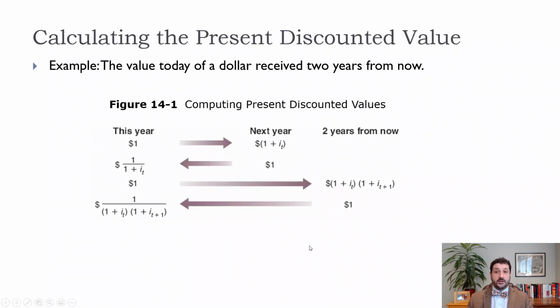So let's think about this. Let's do 3 examples. So we have, this is a nice little chart here where we have this year, we have next year, and then we have 2 years from now. So if we take $1 and we put it into an interest-bearing account, or we buy a bond with it, then next year we'll have $1 plus the interest rate, right? And if we had $100, we would have 100 times 1 plus the interest rate.